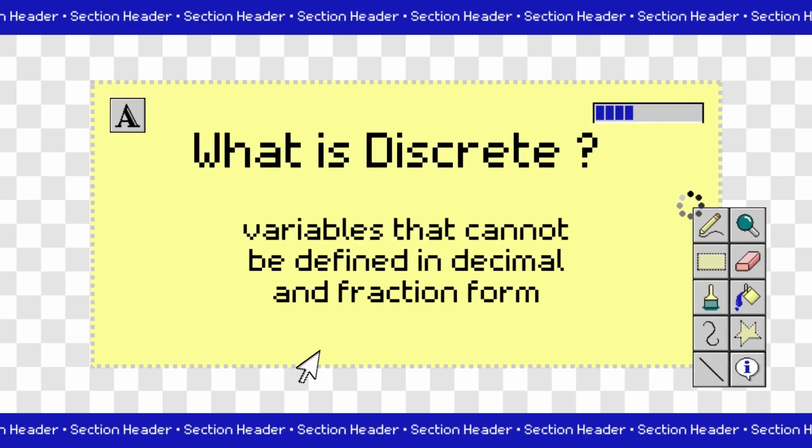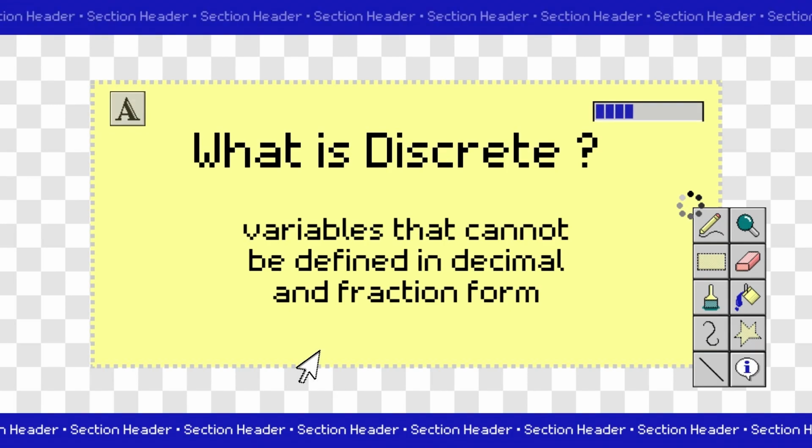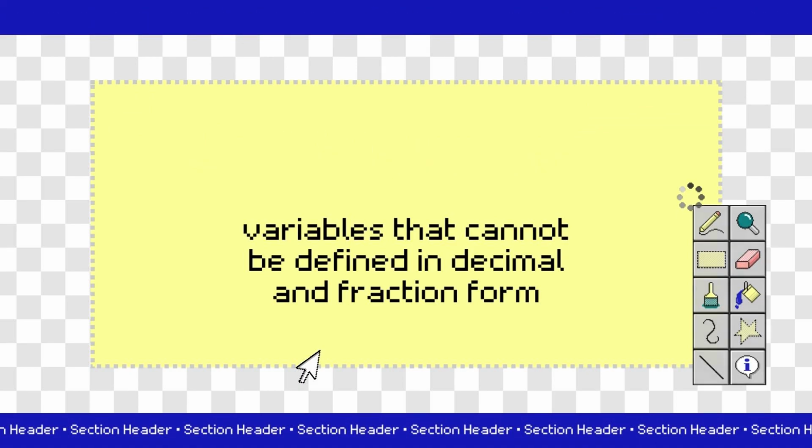But first, let us know what is discrete. So discrete are variables that cannot be defined in decimal and fraction form. Or in other words, it can only be defined as a whole number.